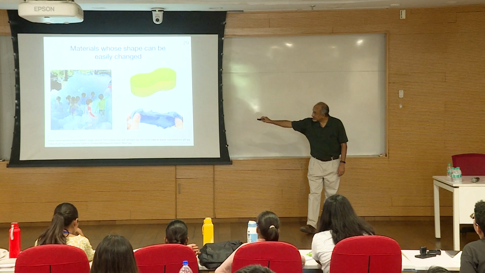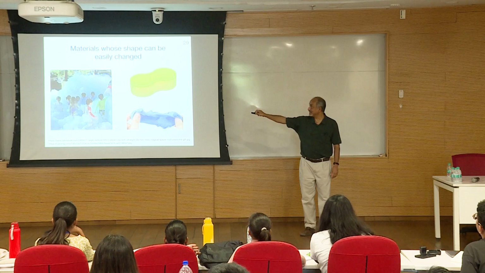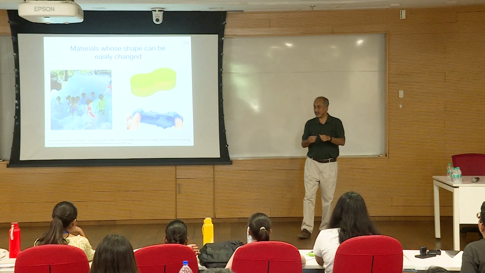But these, for example, are materials whose shape can easily be changed. This is children playing in foam over here. This is a piece of sponge which you can squish like this. And that's a piece of plasticine that you can pull out and change its shape.